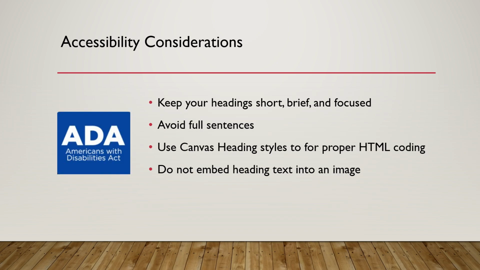So some quick accessibility considerations, pretty much for everyone. Keep your headings short, brief, and focused on the content. Avoid full sentences. You want your headings to be distinctive and really stand apart from the surrounding text. Use the Canvas heading styles for proper HTML coding. And whatever you do, do not embed heading text into an image. That makes it invisible to assistive technologies, and it makes it very difficult for a lot of folks to see and read, even if they're not using those assistive technologies.